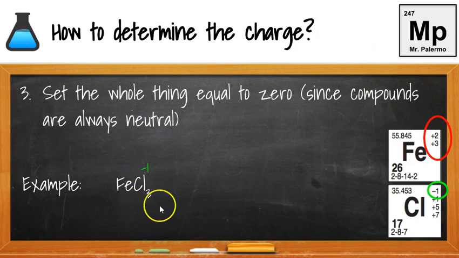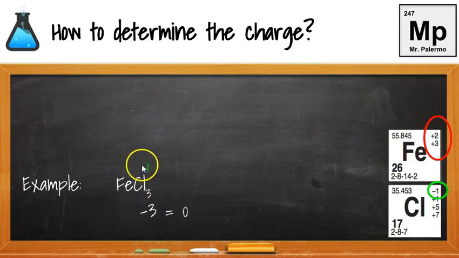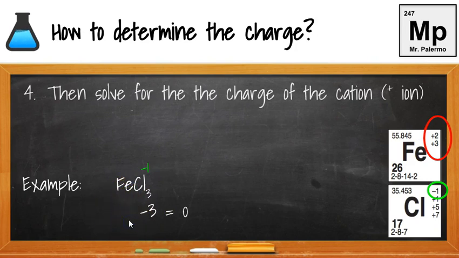I'm going to set the whole thing equal to 0 as we've done before. So -1 times 3 is -3 because there are 3 chlorines. Each one has a -1 charge, so the total is -3. So now I know that the total charge of iron must be +3. And so I can solve for the charge of Fe, which is now +3.